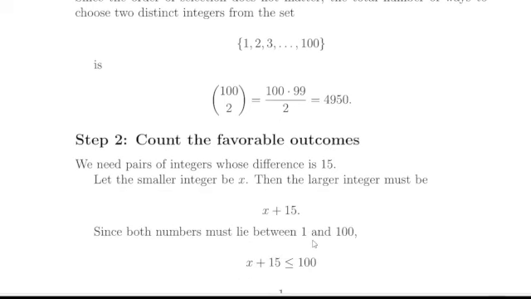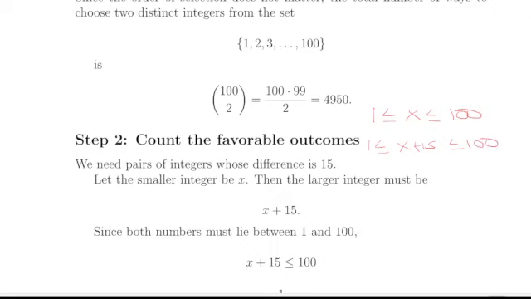So now we want to count the favorable outcomes. So that's going to be the pairs where the difference is 15. So for example, if we have the smaller integer be x, then the larger integer has to be x plus 15. And we want both x and x plus 15 to be between 0, I guess in this case it'll be 1, and 100. So both numbers have to be between 1 and 100.